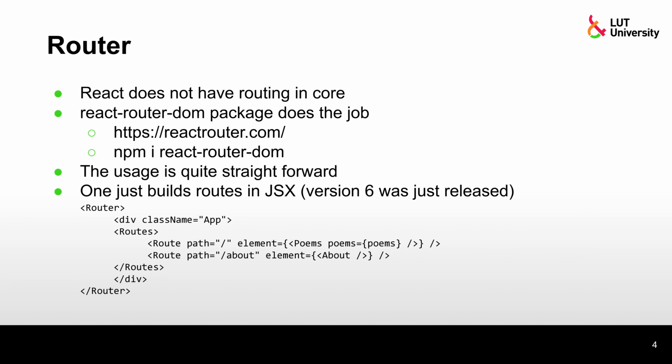And this is the syntax. We define a router, and inside the router there are routes, and inside routes there is the exact route. For example, here we have a root path and an about path, and those URLs are then taken care of, and with the about URL path the about component is rendered, and in the root the poems component is rendered. Let's have an example of this.